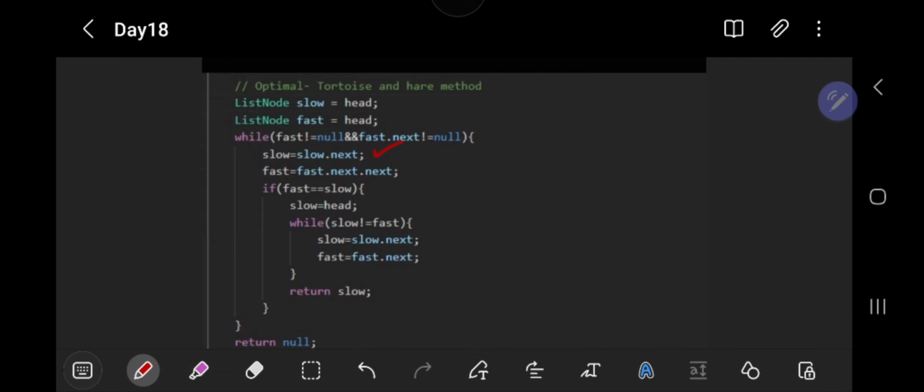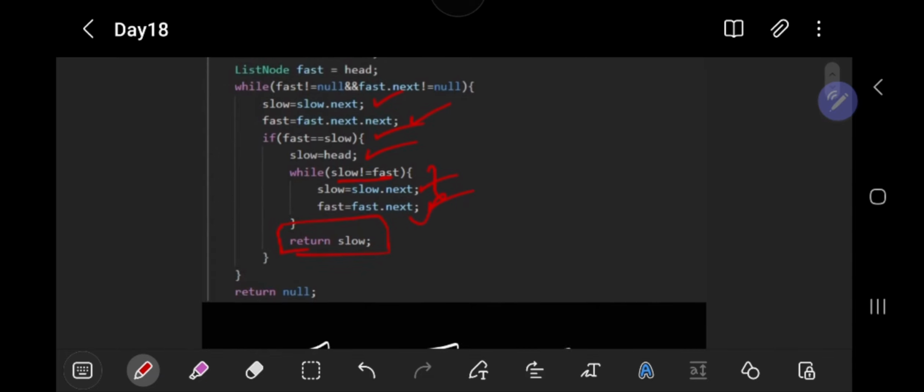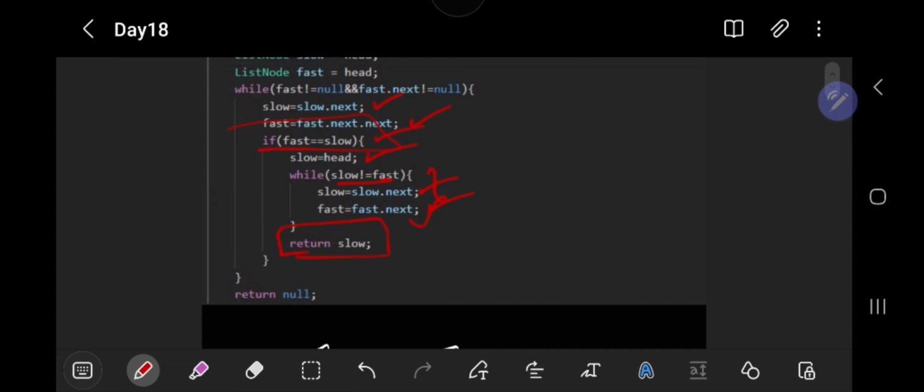So slow will be moving one step further, fast will be moving two steps further. If they meet at a point, slow should be going to head. And while slow does not equal fast, just move slow by 1 point and fast by 1 point. After they meet, this while condition ends, return either slow or fast. If they do not meet, I mean if there is no loop itself, we will come out of the while loop and null will be returned, which means there is no loop and no starting point. If a loop exists, then definitely a starting point will exist.